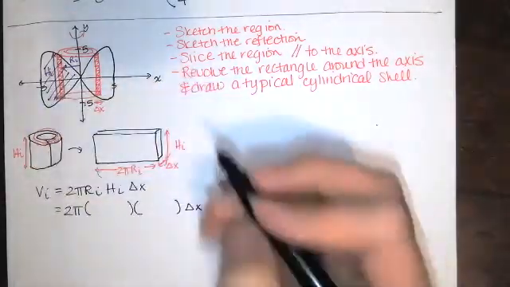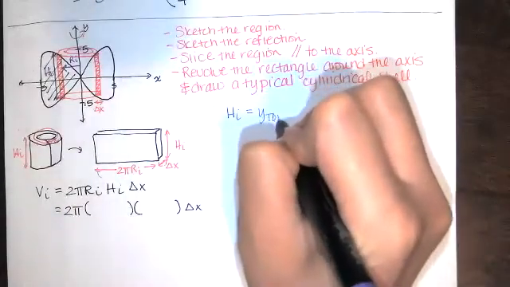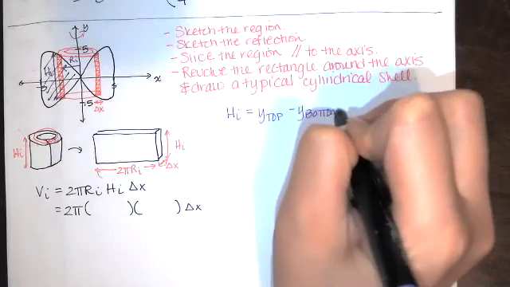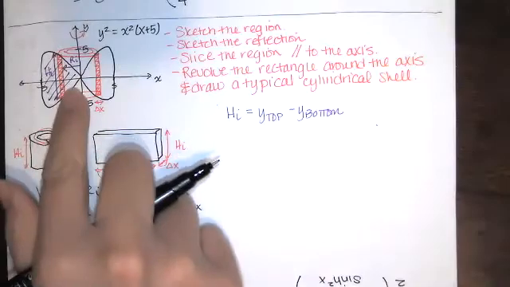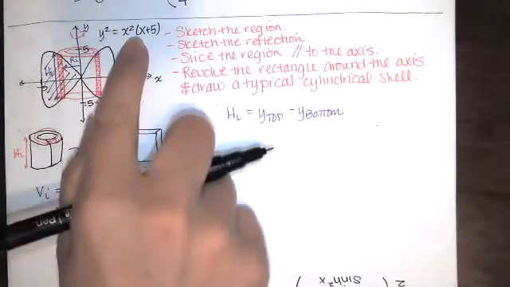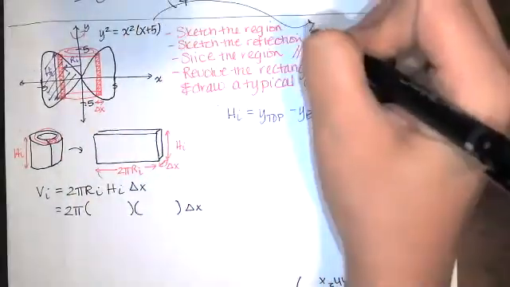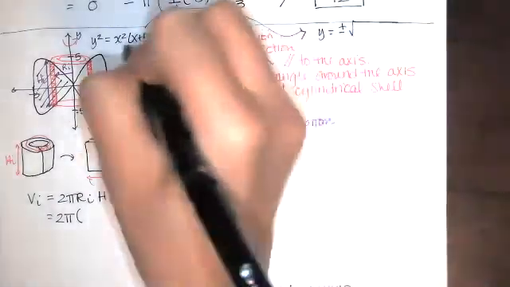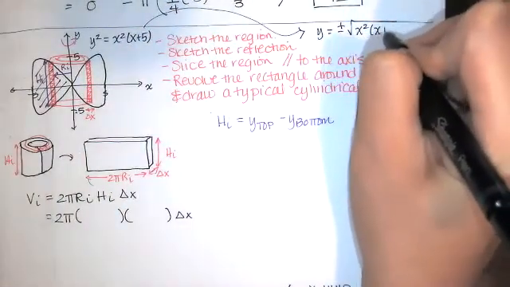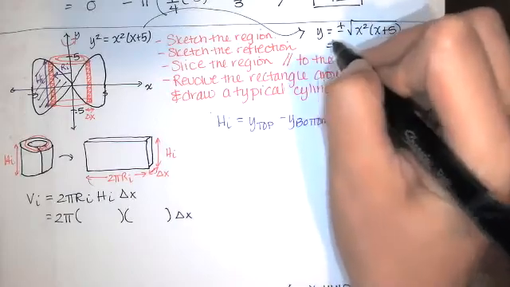So let's do the height first. That's a vertical distance, so we're going to use the top y value minus the bottom y value. And again, we're using this y squared equals x squared times x plus 5 as the equation of that entire curve. Now if I solve that for y, I'll have y equals plus or minus the square root of everything on that side. Okay, so on the top half, y is the positive square root.